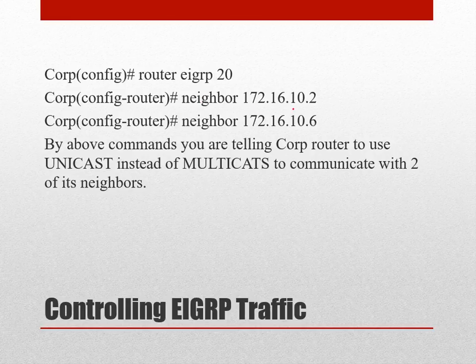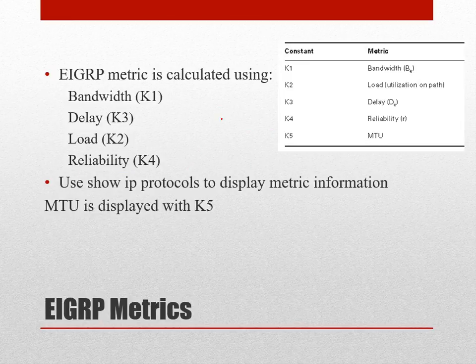This is the neighbor 172.16.2 neighbor. This happens if the neighbors don't form an adjacency. You can give a neighbor command. It's telling the corp router to use unicast instead of multicast, and multicast is spelled wrong here. If we do form the adjacencies automatically, it uses multicast. If we give a neighbor command, it will use a unicast message with it.